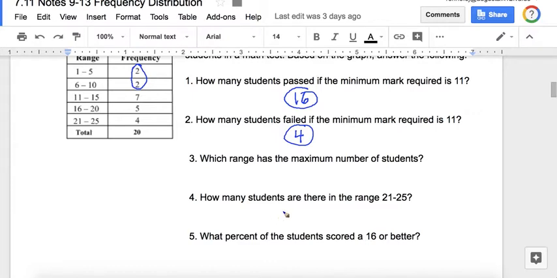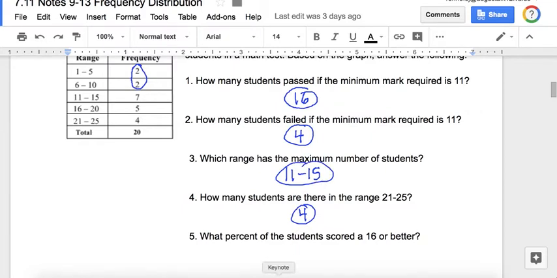Which range has the maximum number of students? So I look at the frequency, and the greatest frequency is 7. So I look at the range, and it says 11 to 15. How many students are there in the 21 to 25 range? So look here, and it tells me 4.